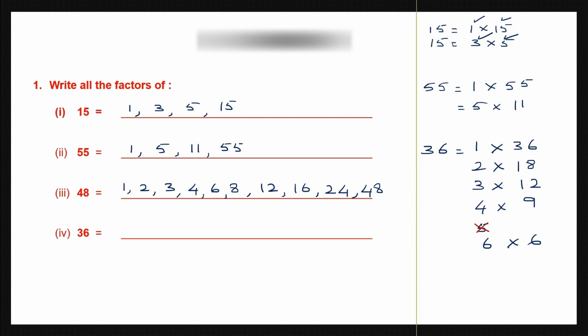So let's write down all the factors of 36 starting from 1. 1, 2, 3, 4, 6, write it only once. 9, 12, 18 and 36. These are all the factors of 36.